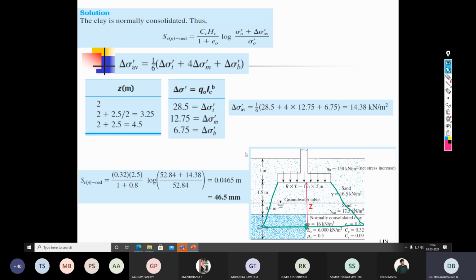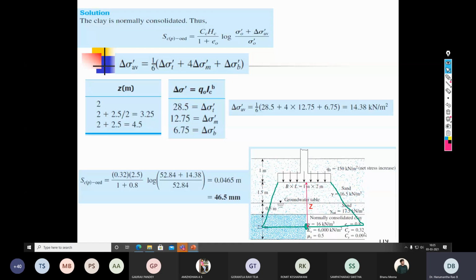For example, here, when I calculate the delta sigma, I am making an inherent assumption that the delta sigma is uniform at the middle of the clay layer, throughout the width of the footing. But in reality, it is not the case. If you recall the very first classes where we talked about the stress distribution, in case of clay, it is maximum at the ends, minimum at the center. In case of sand, it is something reverse.